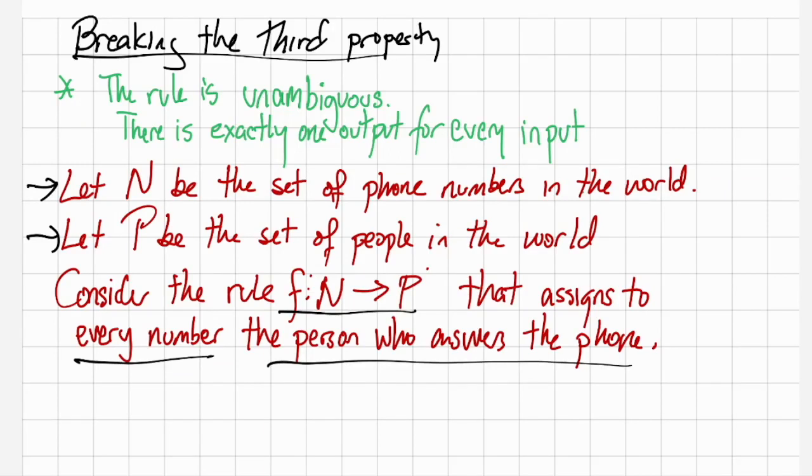So what's the problem here? Well, there are some phone numbers that when you call them, there are multiple people who answer the phone. So that would be like saying f of n is equal to person 1 and f of n is equal to person 2. But there can't be two outputs for one input.